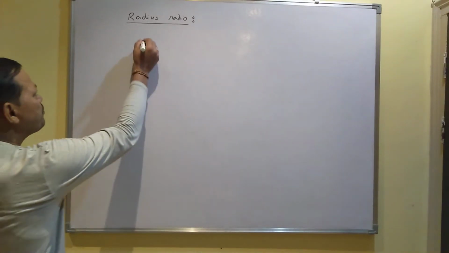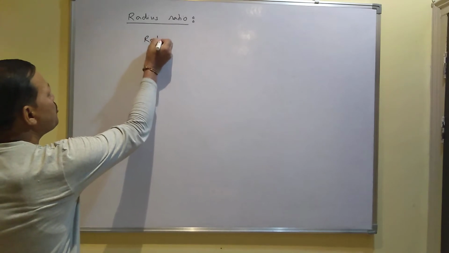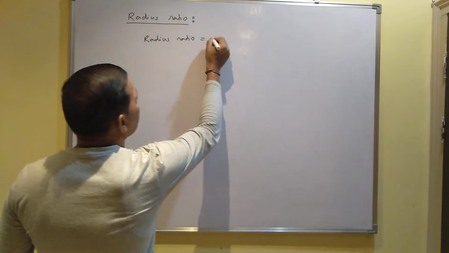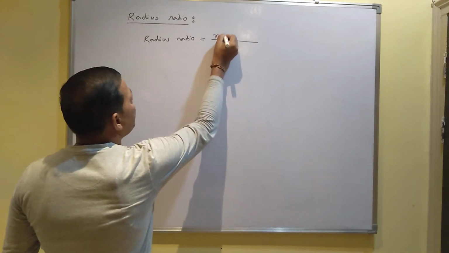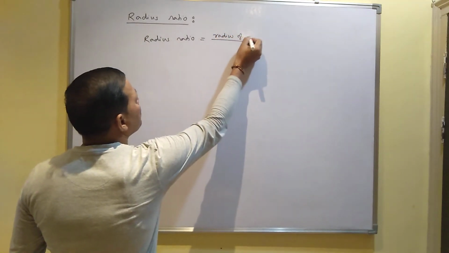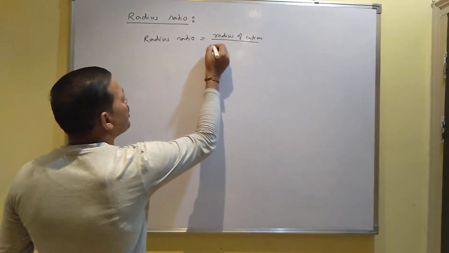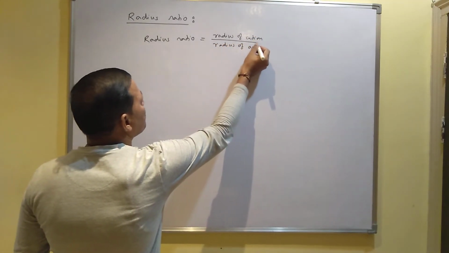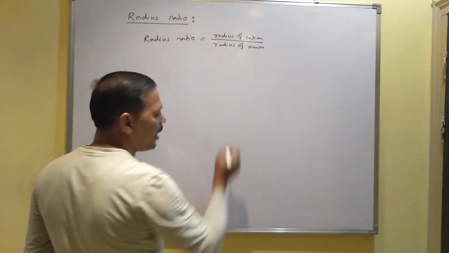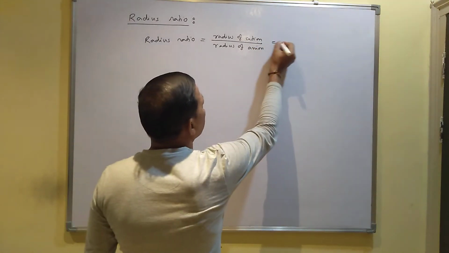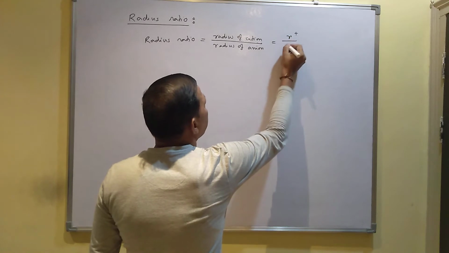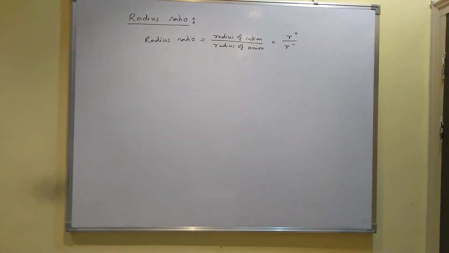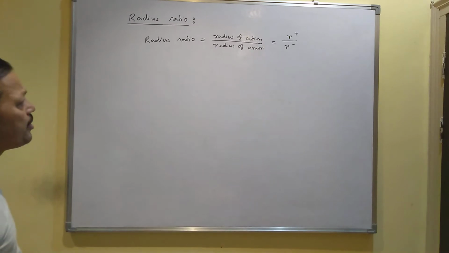So radius ratio means the radius of cation divided by the radius of anion, and you can write this as R plus divided by R minus. So this is called radius ratio.